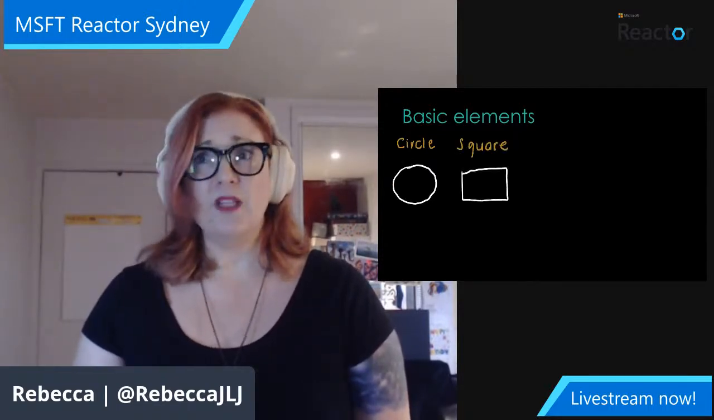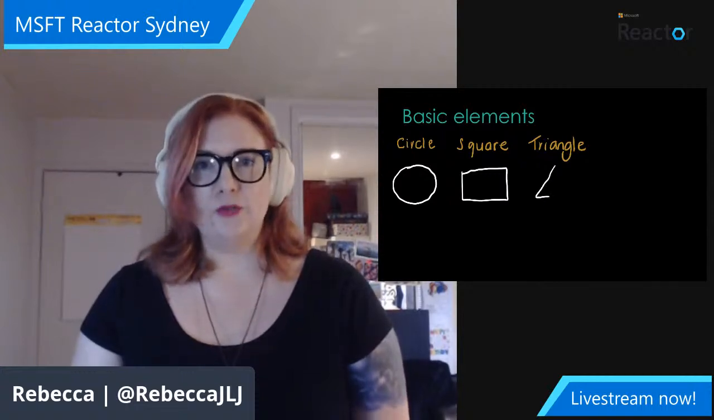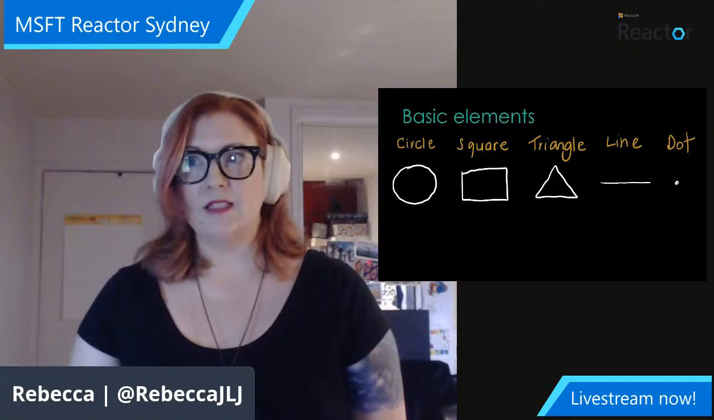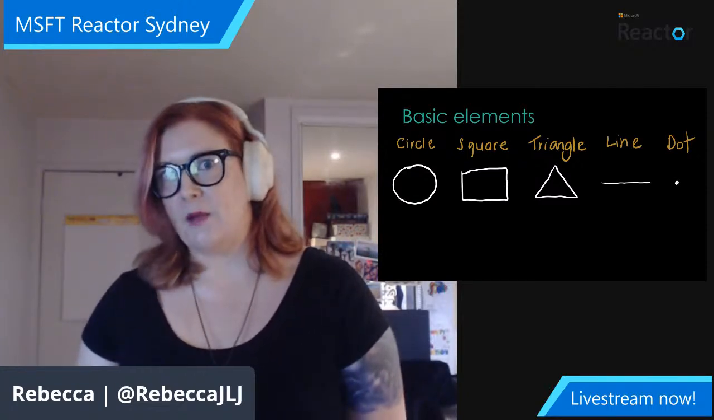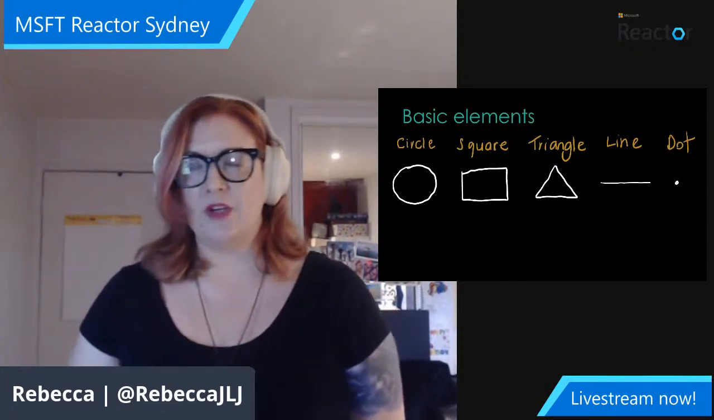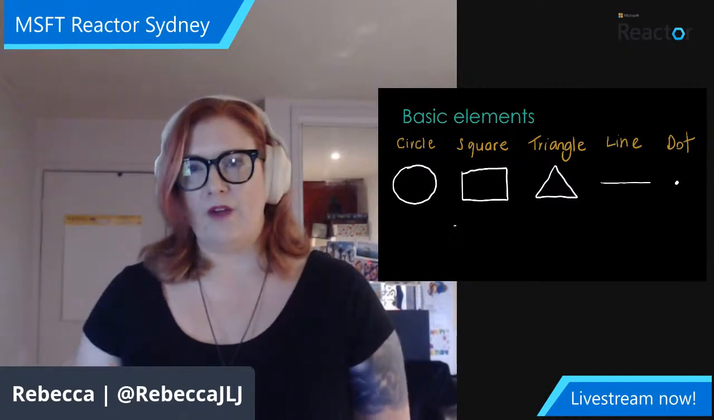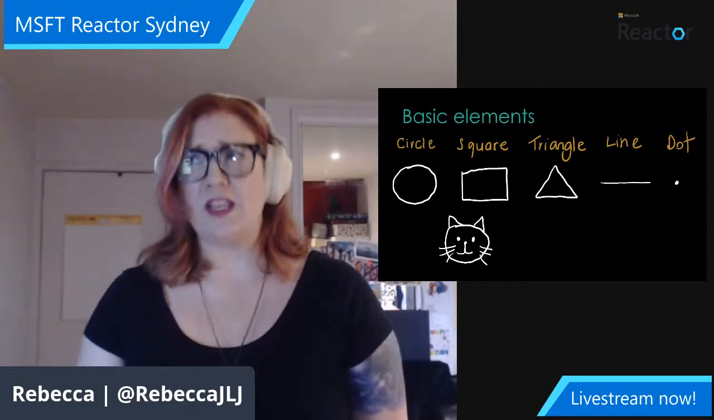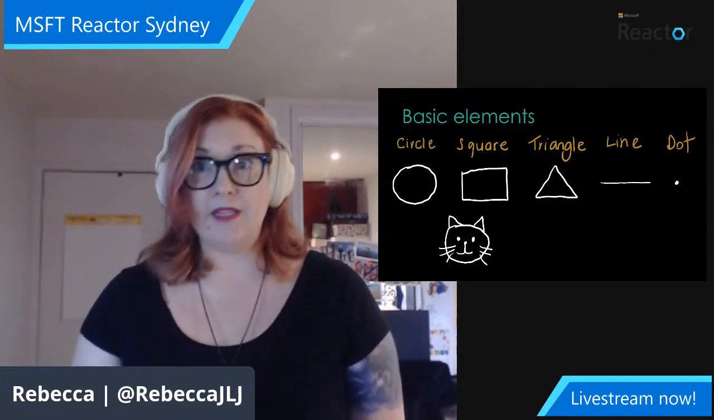So basic elements are, any image, any picture, you can break it down into some really, really basic elements. And this is probably going to seem overly simplistic, but a circle, a square, a triangle, a line, and a dot is kind of all you really need to be able to build a picture. And I've got an example here for you. So if I was to draw this for you, I would hope you would recognize it as a cat. But it's super simple, right?